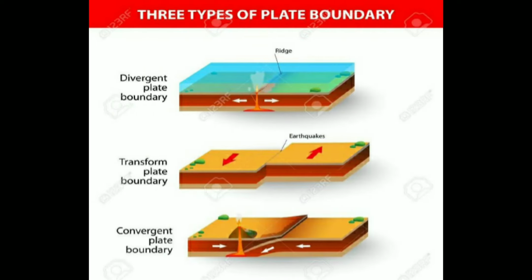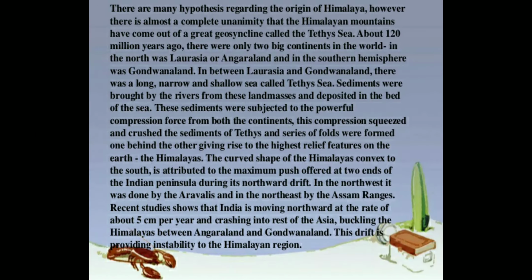Now let's have a look at this point. I have got images for you. Divergent plate boundary, they are going away. Clear? Transform plate boundary, like this, you must have seen. Results are what? Earthquake. Clear? And convergent plate boundary, you must have seen one coming closer to another, forming mountains and all. Point is clear? Good. Let's move on to the next point.